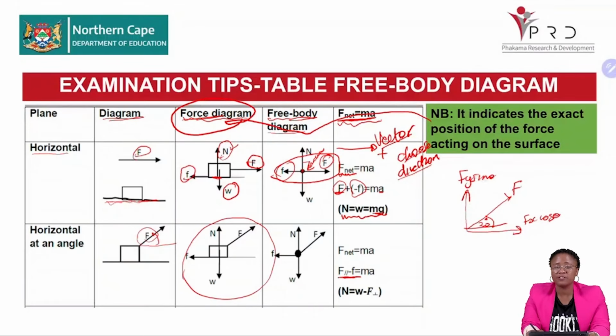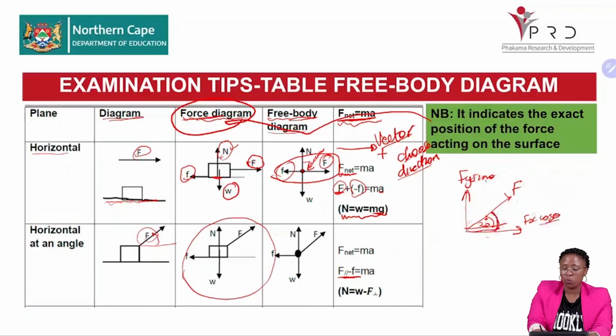Why do we have F sine and F cos? Because we are looking at the angle from the horizontal, okay? If we have the angle from the horizontal, we know that is going to be our cos and that is going to be our sine. So that means here our horizontal component will be Fx, F cos theta. So don't forget to include F cos theta as you are doing your calculations.